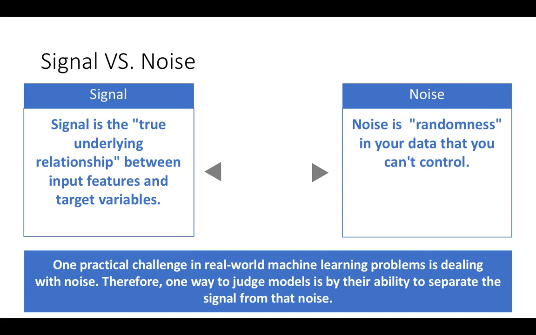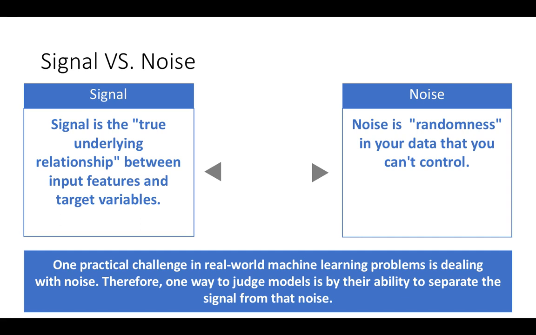So we defined model complexity earlier using the signal versus noise analogy. Let's recap. Signal is the true underlying relationship between input features and target variables. There is always a true relationship that exists, and that is what we have to capture. Noise is randomness in your data that you can't control and you don't know. Every data set will have some inherent noise that we have to be aware of.